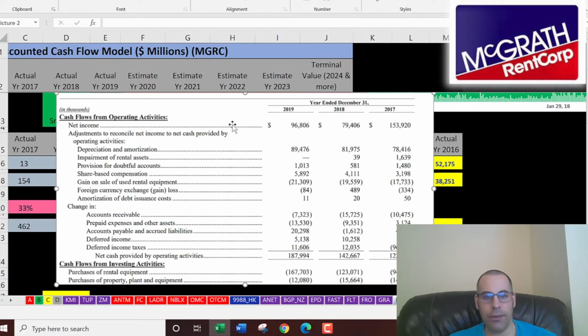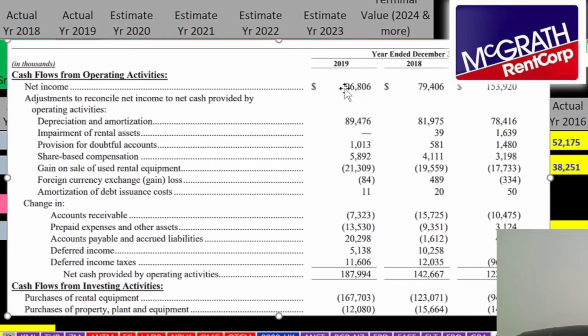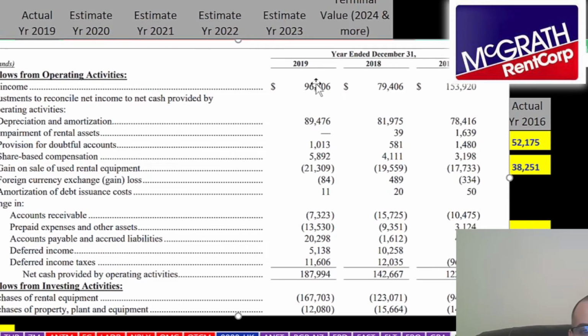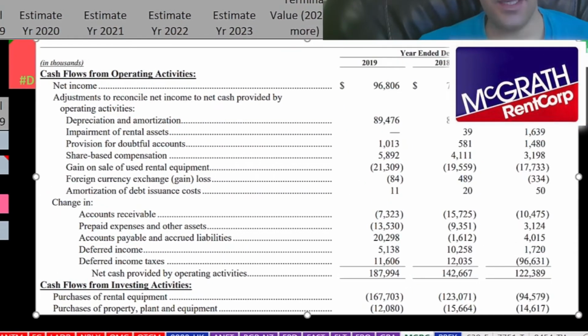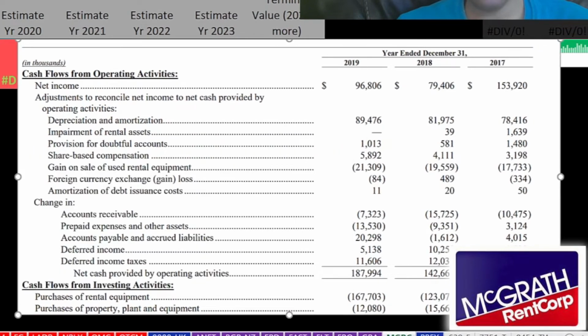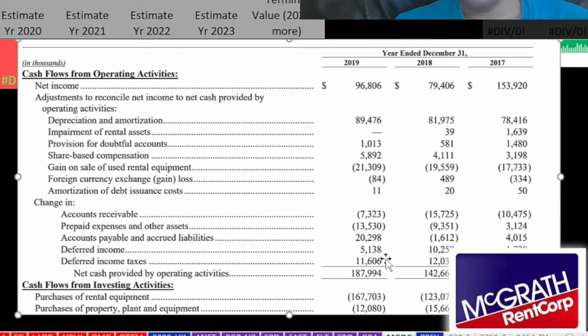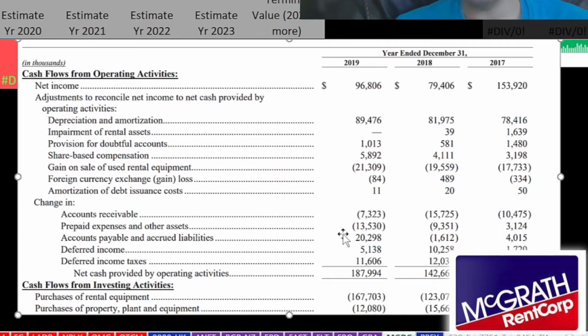This is the cash flow statement from their 10-K. The way you calculate free cash flow is you first start with net income. You can see in 2019, they had $97 million of net income right here, which is right here on top. So you always start with net income, and then you add back the non-cash items. Depreciation and amortization is on the income statement, but that's a non-cash item, so that has to be added back. You can see the $187 million right here is the cash provided by operating activities, which is greater than their net income. That's what you expect to see.